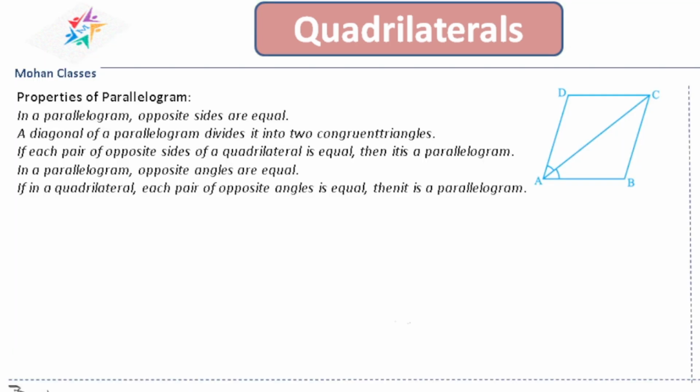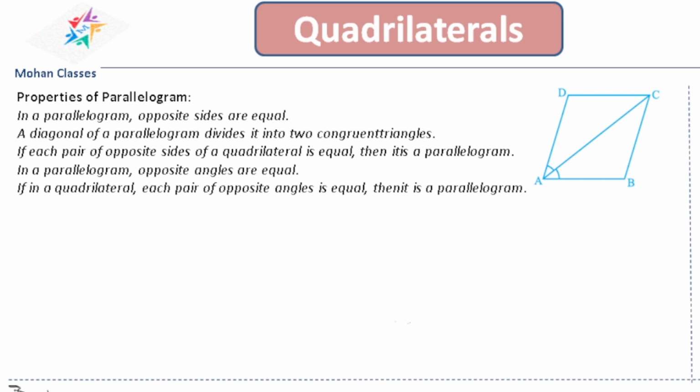Here, what is a quadrilateral? Quadrilateral means it will have 4 sides, 4 vertices and 4 angles. What are all the examples of a quadrilateral? Rectangle, parallelogram, trapezium, square, rhombus. These are all the examples of a quadrilateral.